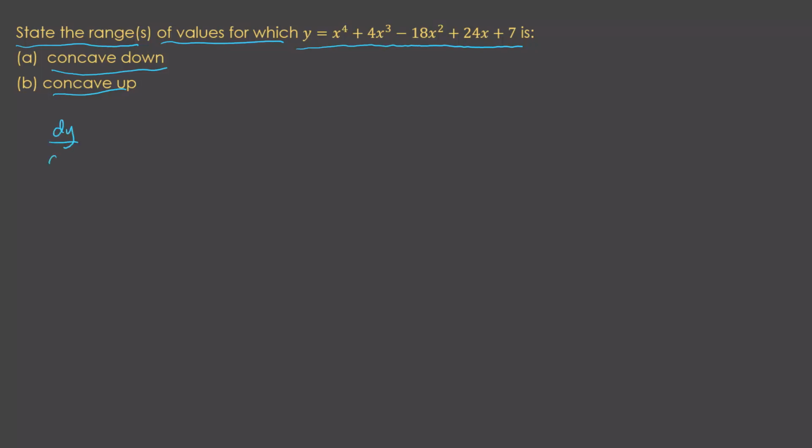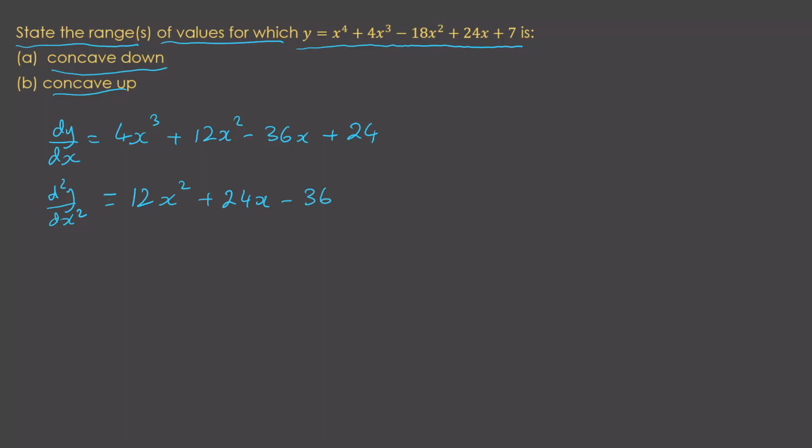So for this one, dy/dx is equal to 4x^3 + 12x^2 - 36x + 24. And then d²y/dx² is going to be equal to 12x^2 + 24x - 36.